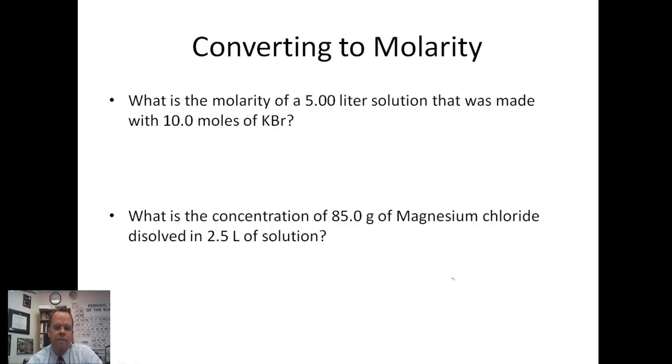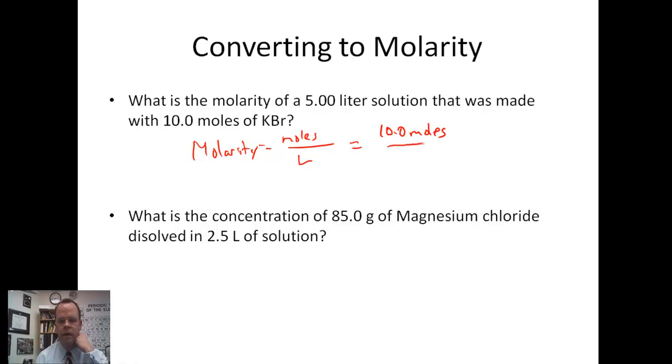So what is the molarity of a 5-liter solution that was made with 10 moles of KBr, potassium bromide? So molarity equals moles divided by liters. So in this case, we have 10.0 moles in 5.00 liters, so we have a 2.00 molarity solution.